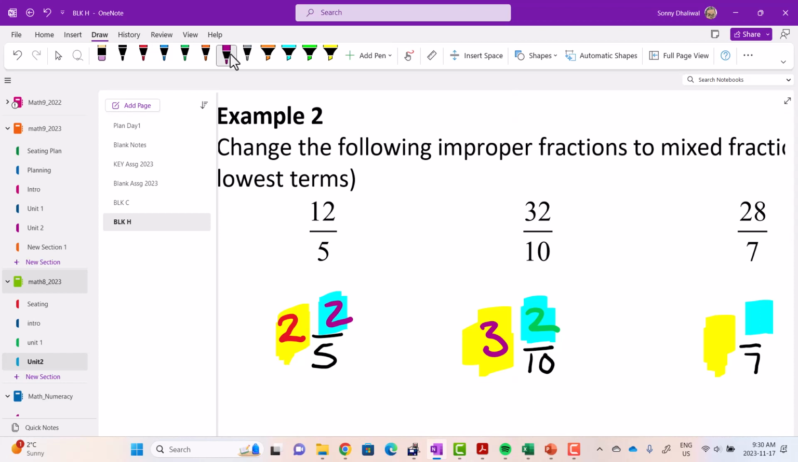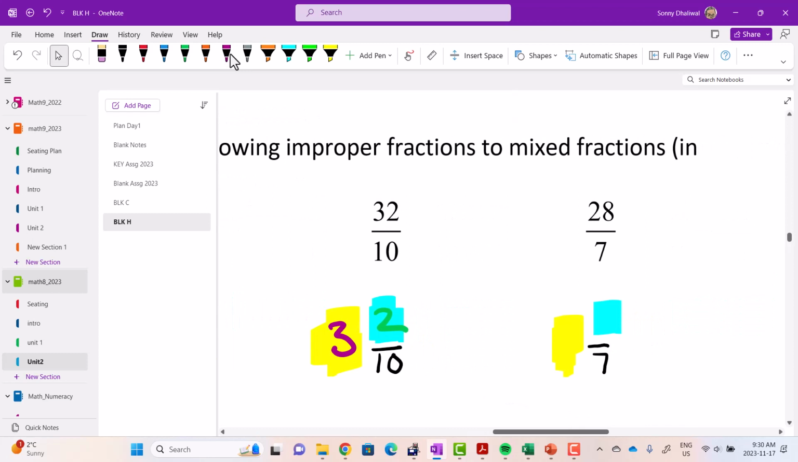This one's a little trickier. 7 fits into 28 4 times. And how many do we have left over? 0, because it fits in perfectly. So technically we could put a 0 there, but that's not needed. If we have nothing left over, our answer should just be 4. Fits in 4 perfectly. It's not wrong to have the 0 over 7, but remember 0 divided by anything, it's gone, right? So it just fits in 4 full times.